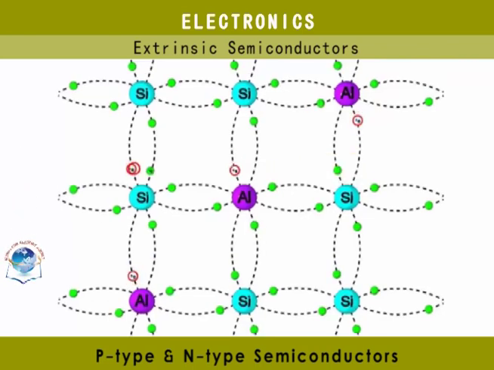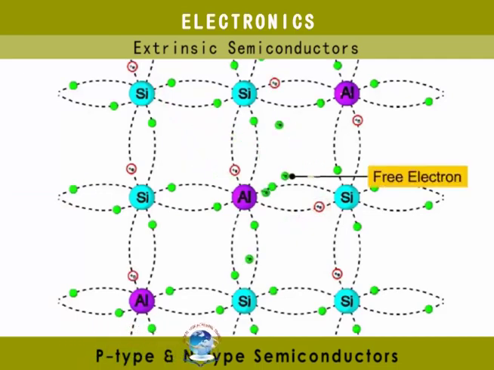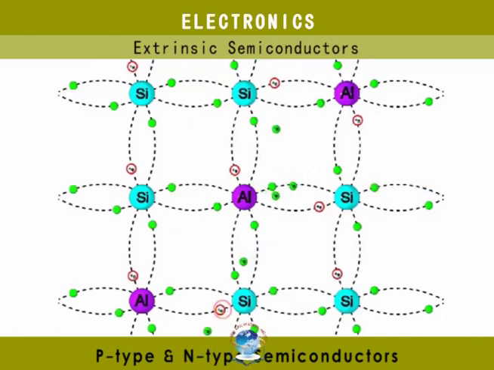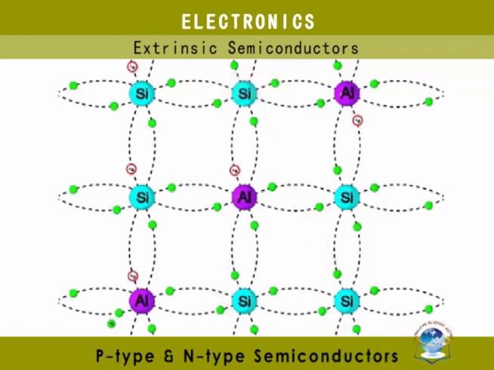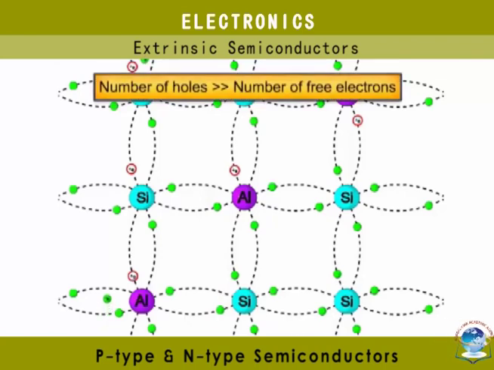At room temperature, some of the electrons break away from the bonds, giving rise to electron-hole pairs. Simultaneously, some of the free electrons recombine with the holes and reduce the number of intrinsically generated electrons. Therefore, the number of holes in a semiconductor doped with a trivalent dopant is larger than the number of free electrons.